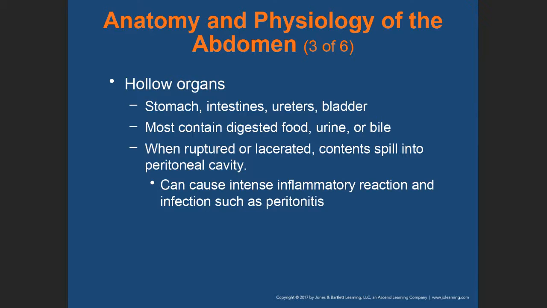Hollow organs. The hollow organs include the stomach, intestines, ureters, and bladder. Most contain digested food, urine, or bile. When ruptured or lacerated, the contents will spill into the peritoneal cavity, which is within the membrane of the abdomen. It can cause an intense inflammatory reaction and infection. This is what we call peritonitis. Itis is inflammation. Inflammation is swelling, leakage of fluid.